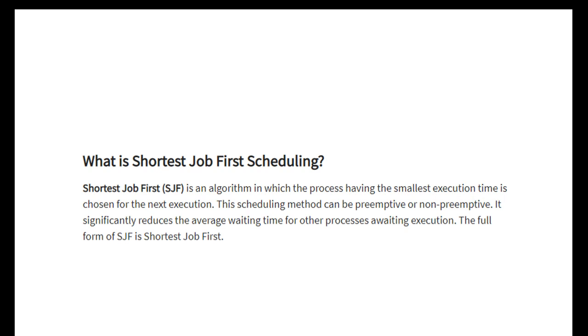The full form of SJF is shortest job first. There are basically two types of SJF methods, the non-preemptive SJF and the preemptive SJF.